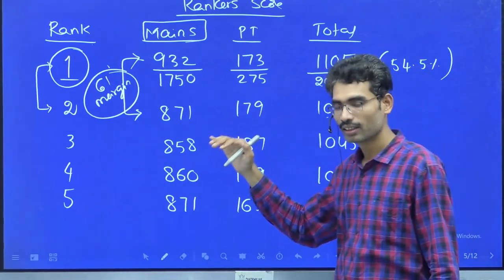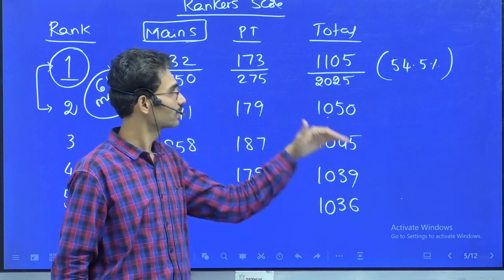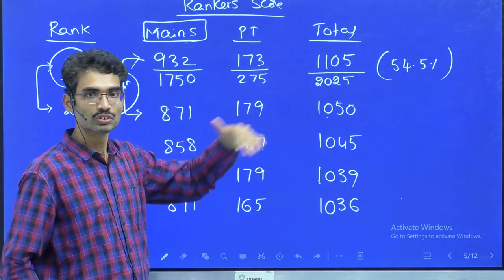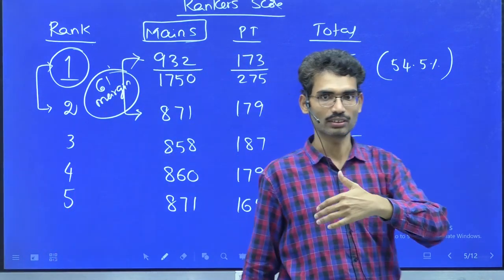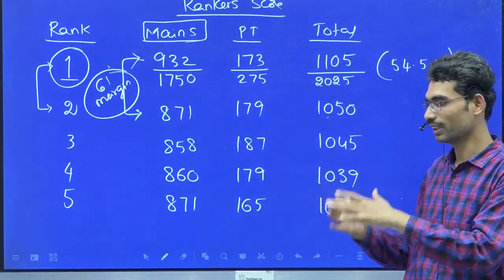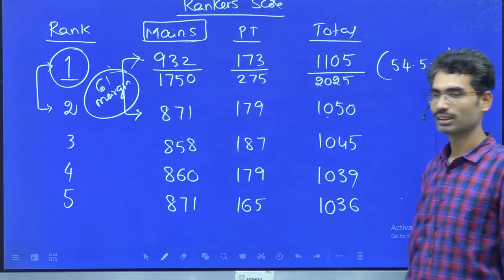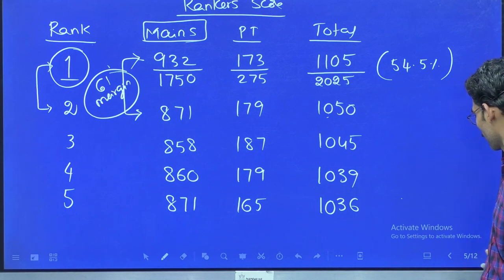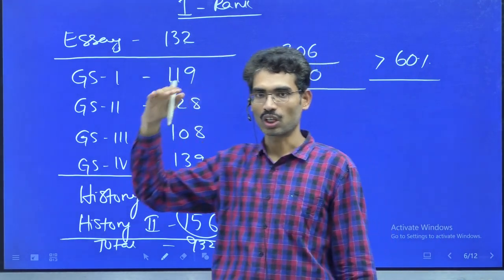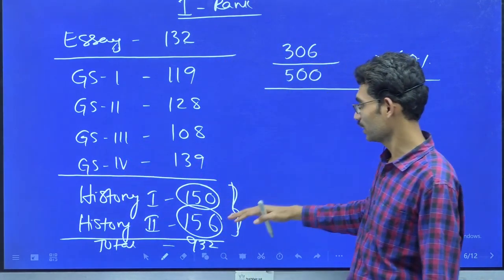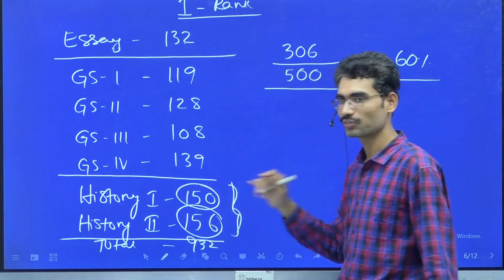And these are the different marks secured by the top five rankers in 2022 or 2020. So last year, you can say. Now this year is still continuing. So last year, these are the toppers' scores. The first ranker had history optional only. That's why we are lucky to have a score from the first ranker itself in history, 150, 156.